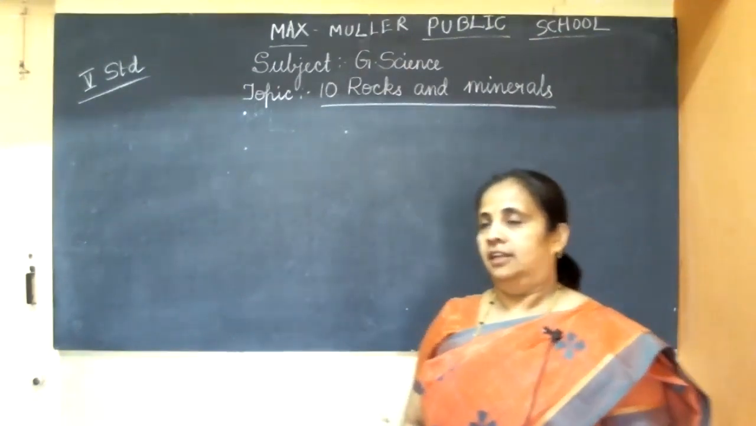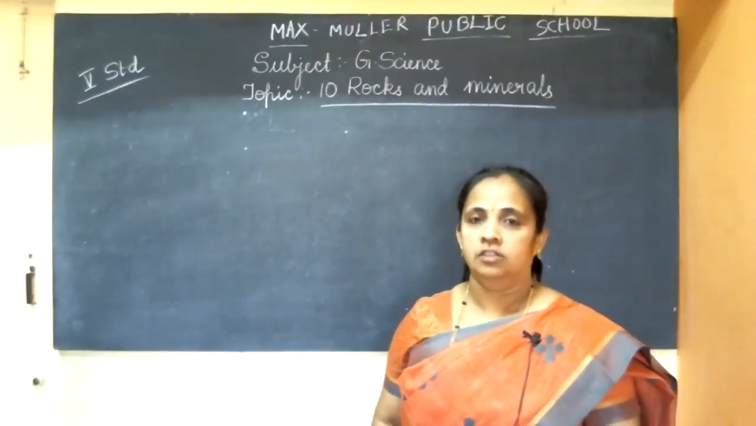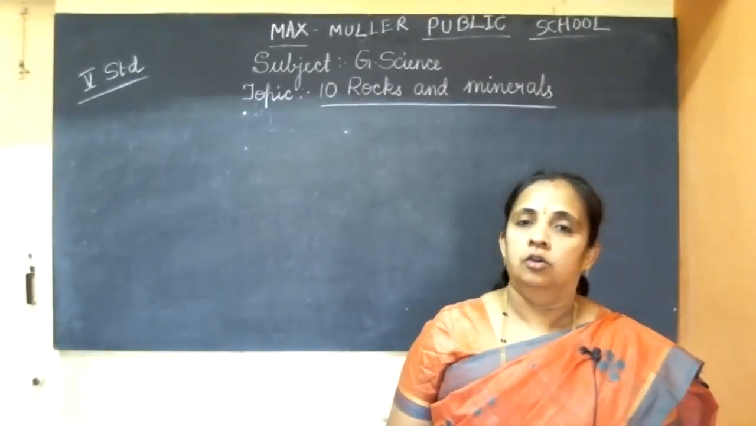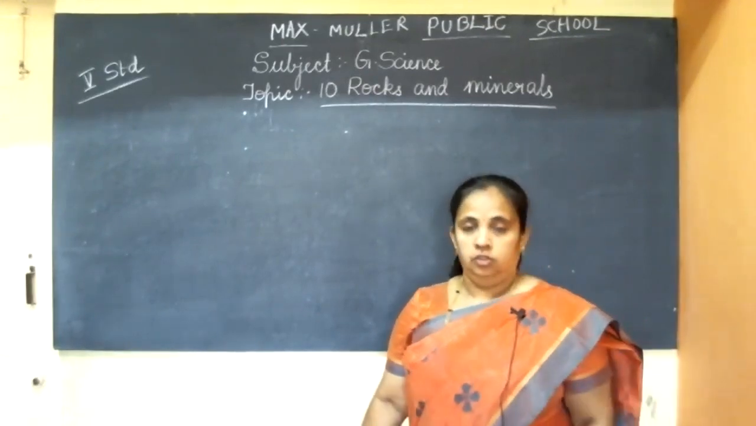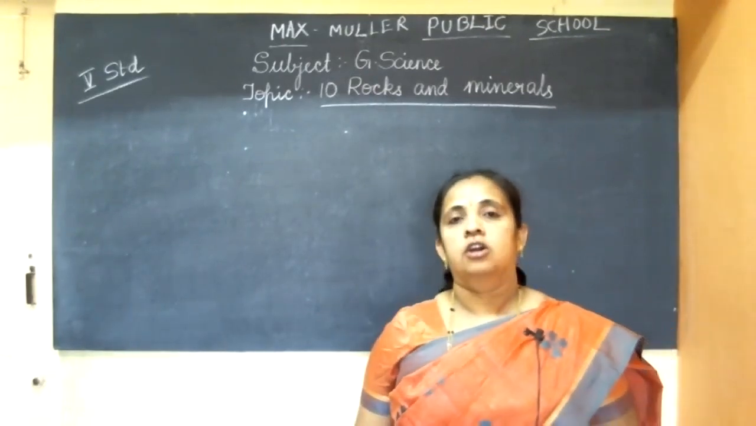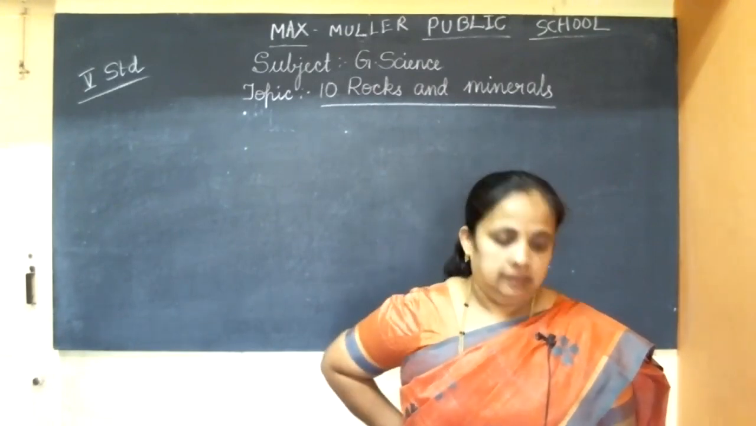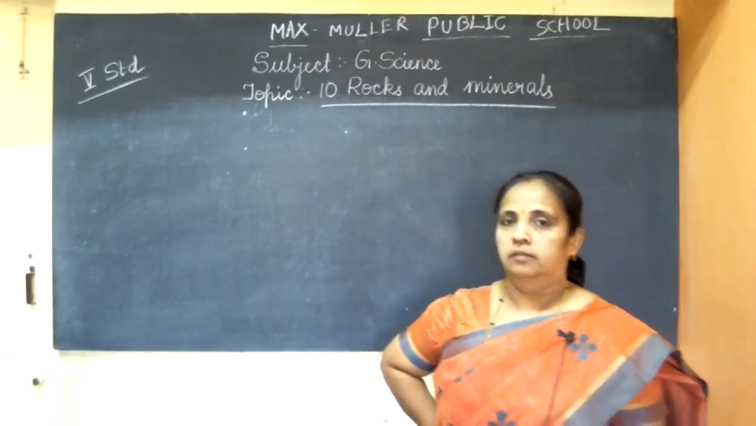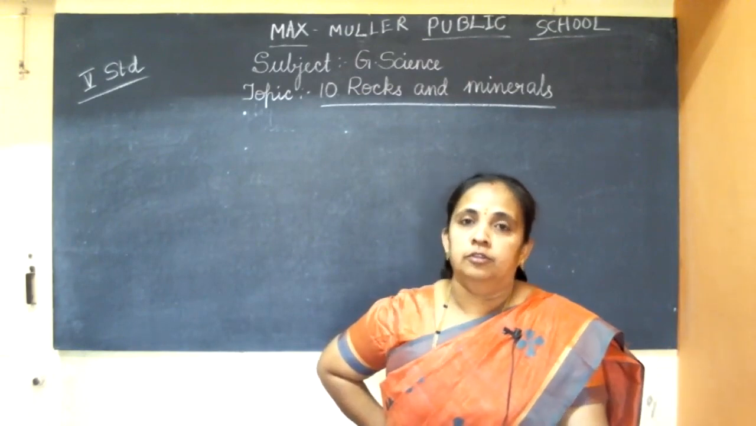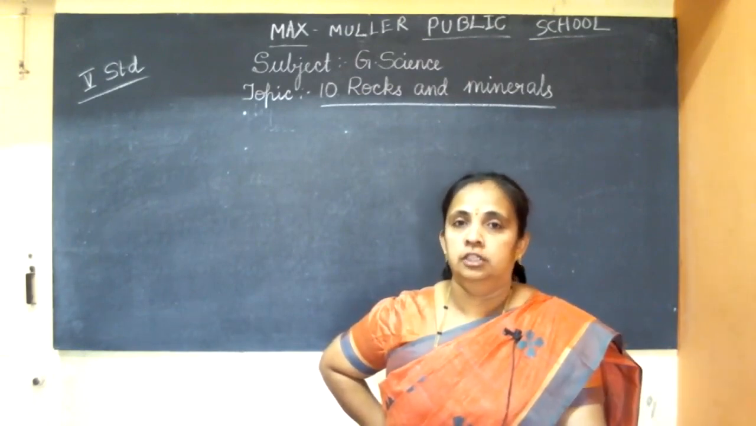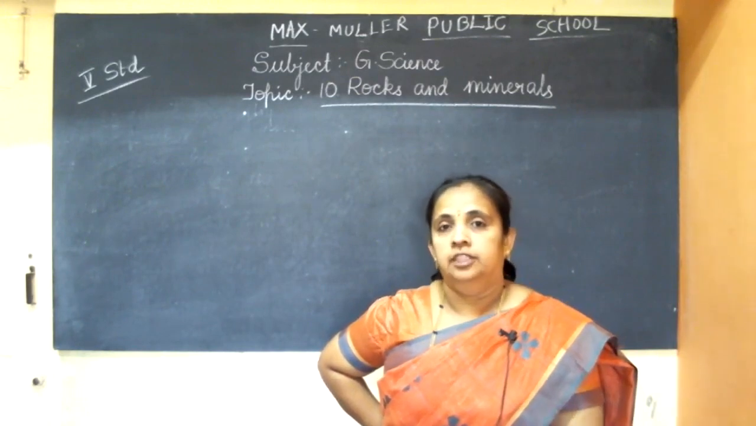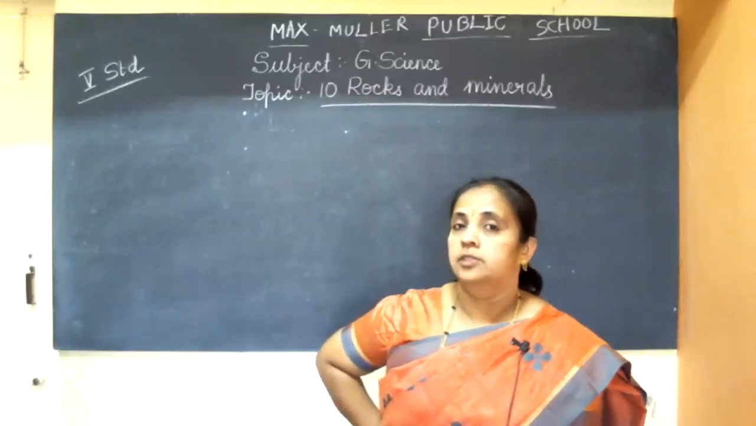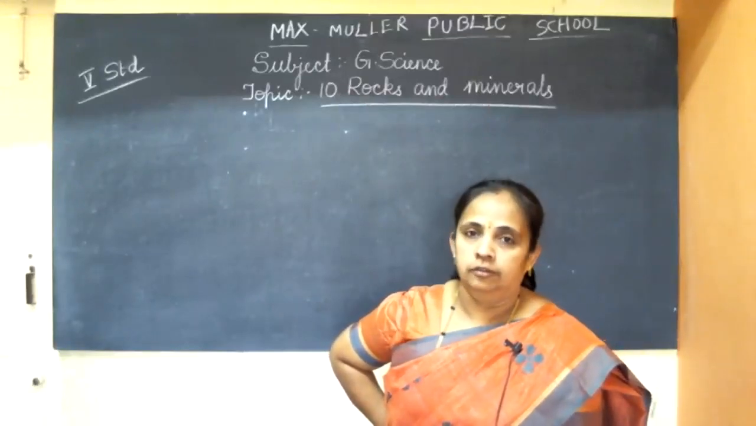So you know that in the last class we started with the lesson rocks and minerals, and we studied different kinds of rocks and how rocks are formed. A quick revision: rocks are formed by a combination of minerals. They can contain one mineral or more than one mineral. Based upon the content of the mineral and the formation of the rocks, they are classified into three types: igneous rocks, sedimentary rocks, and metamorphic rocks. And we studied different examples of these rocks and what they are used for.